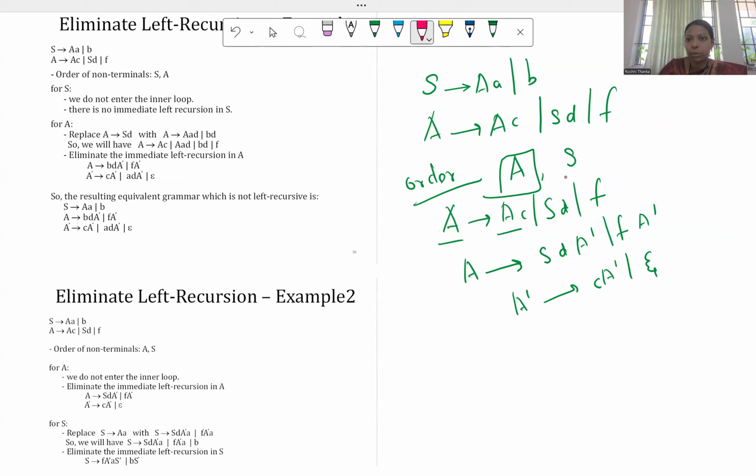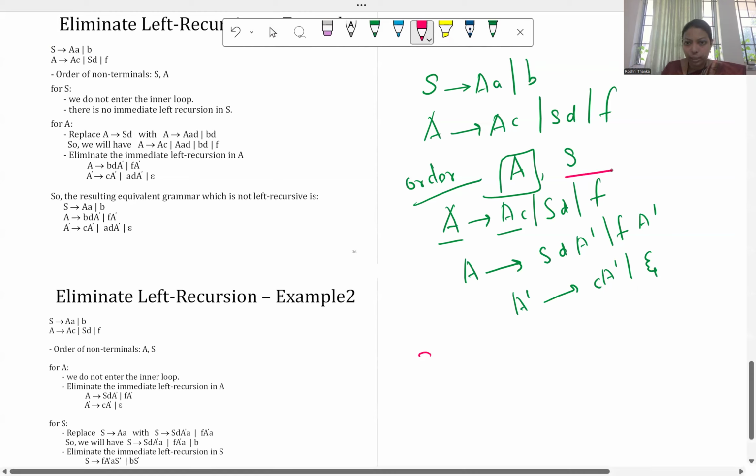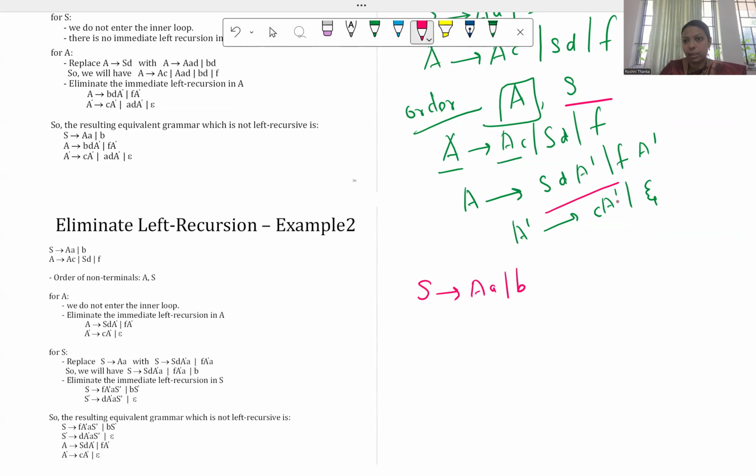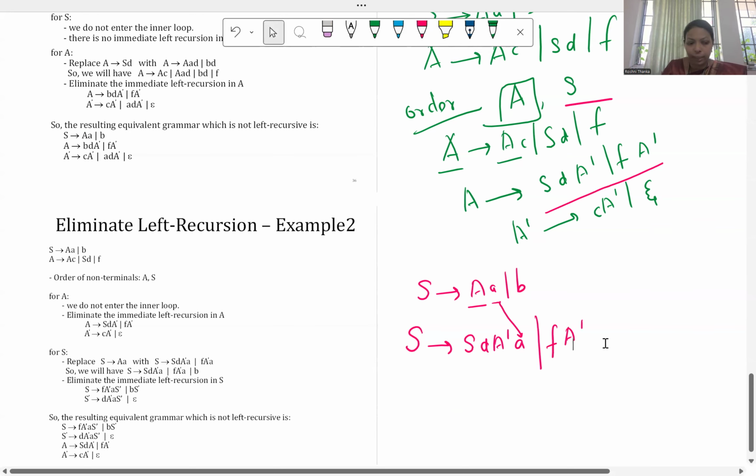Now I'm going to solve this S. So let us write the S production: AB. If you look at this, now we know what A is, right? Here it is defined. So now we have to substitute for all those A's. This A can be written as SDA dash, and this remaining A. And we have one more alternative for A: A can also be written as FA dash. So this remaining A and this B.